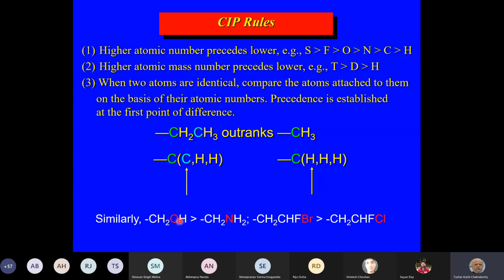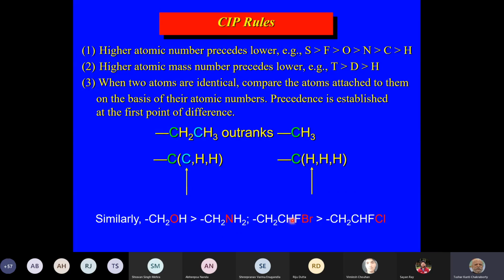You can do a similar exercise here. For example, instead of ethyl, I have written CH2OH. You write carbon here, and within the bracket you write oxygen first, and then hydrogen, hydrogen. This will be more than the second one, which is CH2NH2, because in the bracket you will write nitrogen, comma hydrogen, comma hydrogen. Since oxygen has a higher priority than nitrogen, CH2OH as a whole will have more priority than CH2NH2.